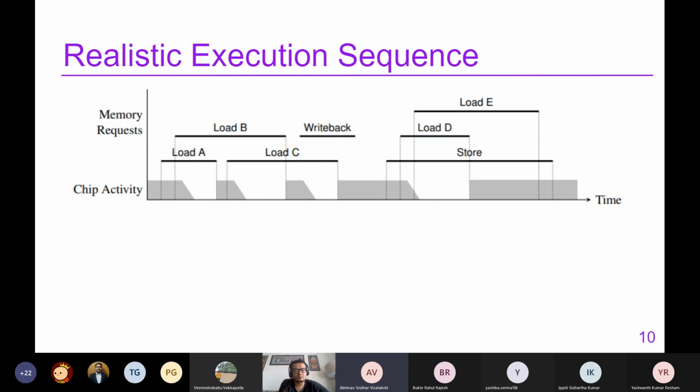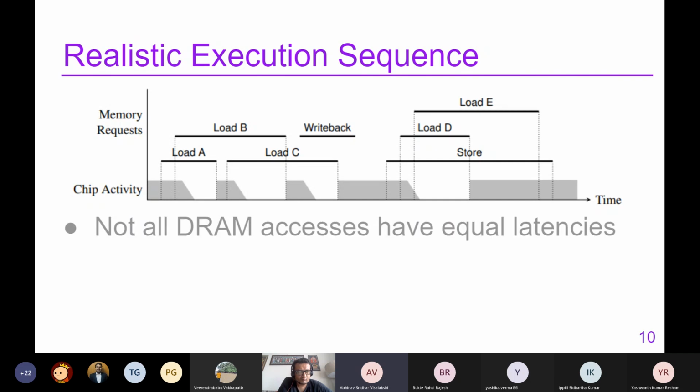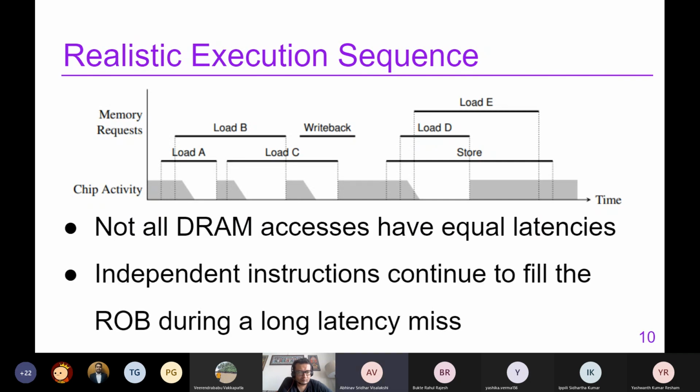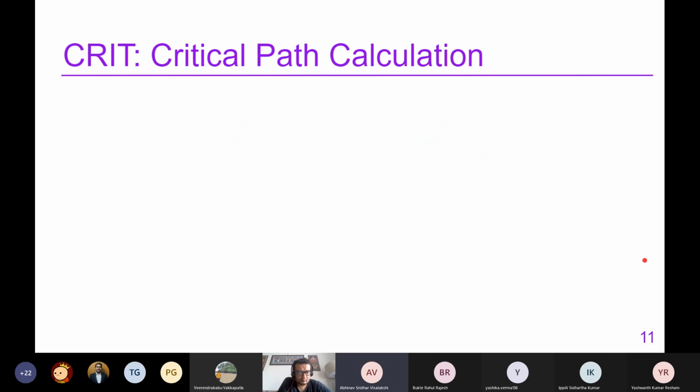So a realistic execution sequence may look like this. The first observation that we make is that not all the loads have equal latencies, and there are some write backs, there are stores, etc. And the second observation that the baseline made still stands: independent instructions continue to fill the ROB during a long latency miss.